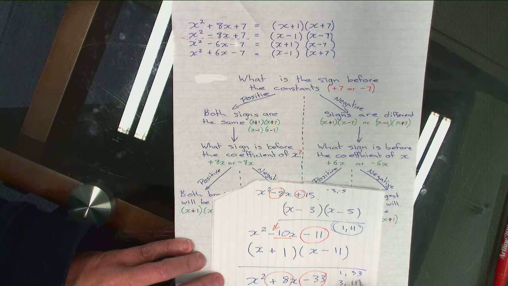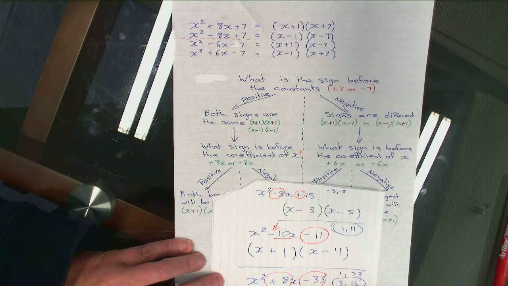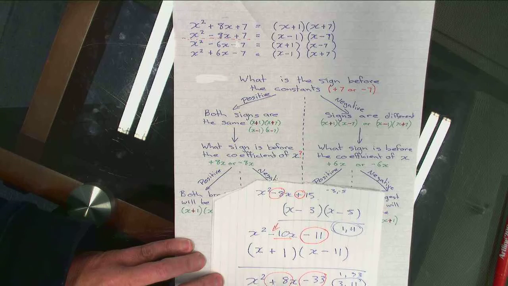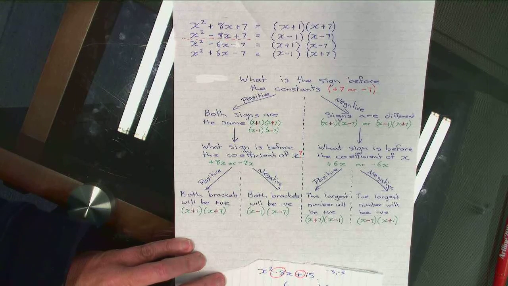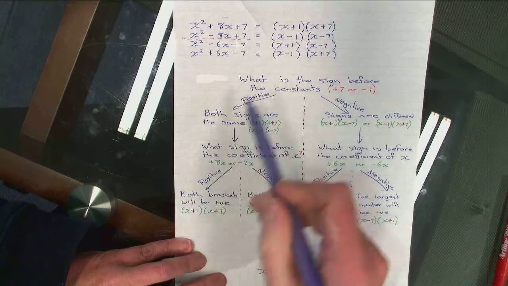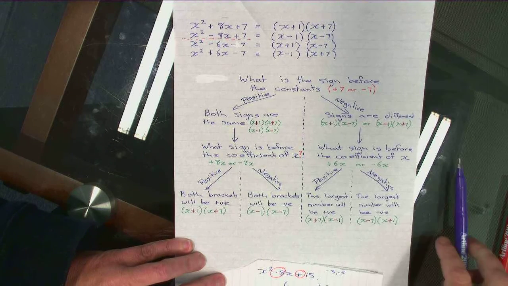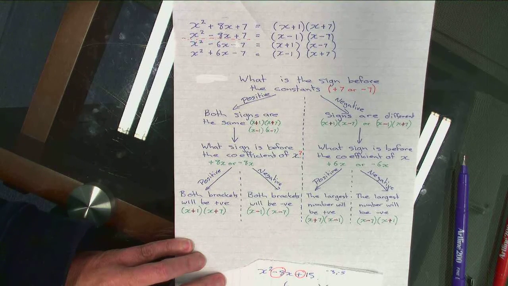So of these two factors, 3 and 11, 11 is the largest number. Because this is positive, the 11 goes with the plus and the 3 goes with the minus. That's all there is to it. So that is the flow chart that will help you find which number is going to be negative and which is going to be positive.